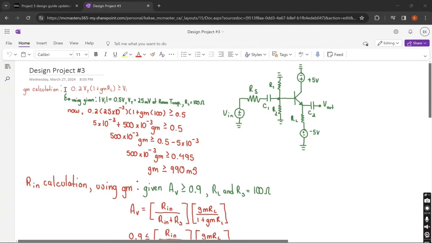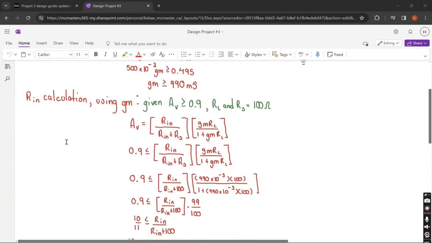So here initially we have the gm calculation using the formula 0.2 multiplied by Vt multiplied by 1 plus gm times RL is greater than or equal to Vi. And we are given that the magnitude of Vi is equal to 0.5 volts, Vt is equal to 25 millivolts at room temperature, and RL is equal to 100 ohms. Now, when we substitute these values into the formula, we can solve this inequality to get that gm is greater than or equal to 990 millisiemens.